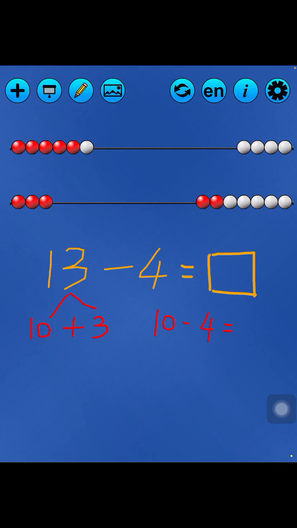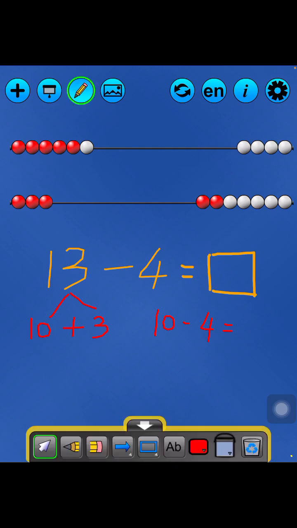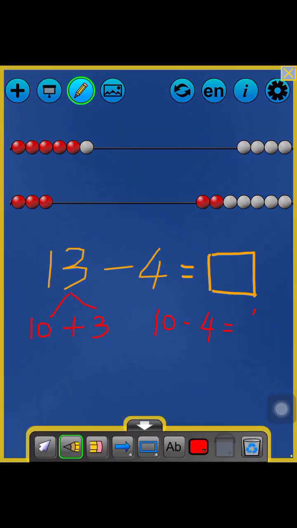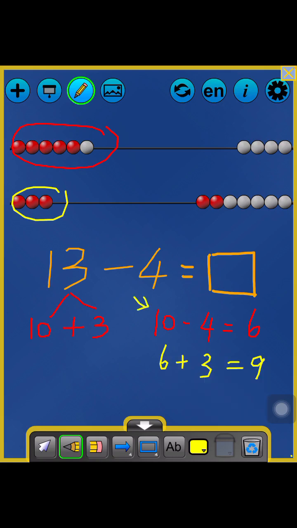Okay, do you know how many bits are still on the left hand side? Yes, it's 6. And then how about the second row? How many bits? Yes, it's 3. 6 plus 3 equals how many? 9. So to find 13 minus 4, we will first subtract 4 from 10 equals 6. And 6 plus 3 equals 9. That means the answer is 9.